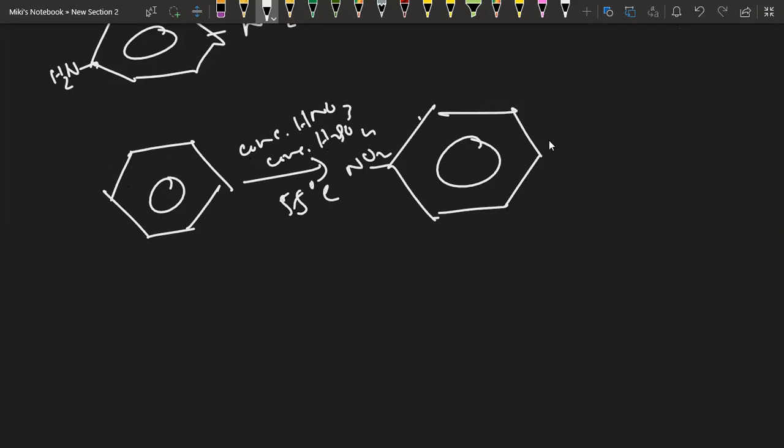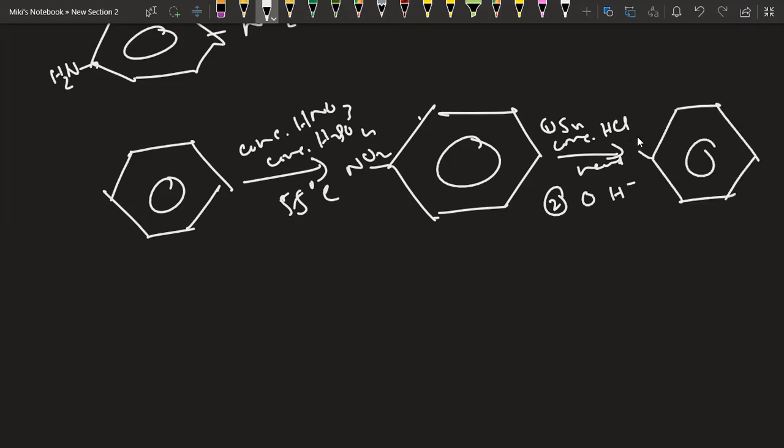Now, when we add Sn in concentrated HCl with heat, at the same time we apply a little bit of OH minus. Now, why do we apply OH minus? I will define it later, but these are the two conditions we have to add together. Let's go with the flow. Now we are going to form phenylamine. One phenylamine has been formed here, NH2.